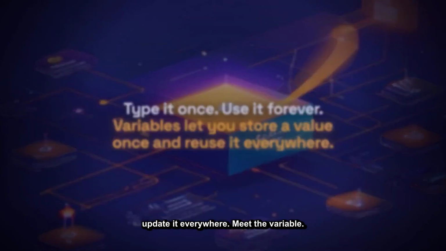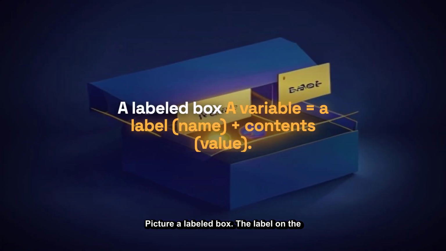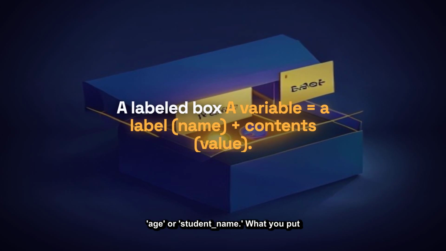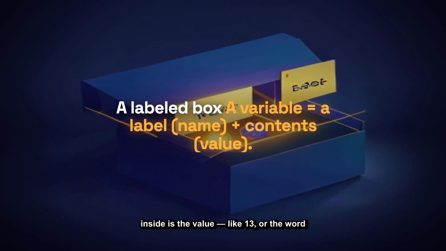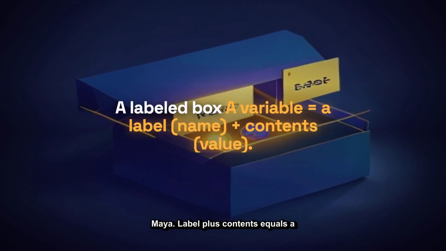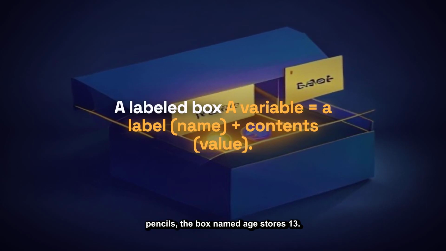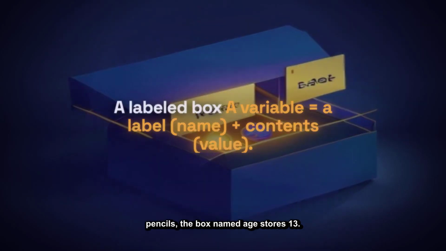Meet the variable. Picture a labeled box. The label on the outside is the variable's name, like age or student name. What you put inside is the value, like 13, or the word Maya. Label plus contents equals a variable. Just like a pencil box stores pencils, the box named age stores 13.